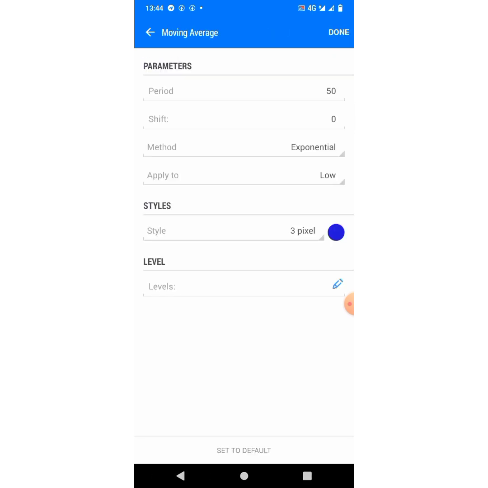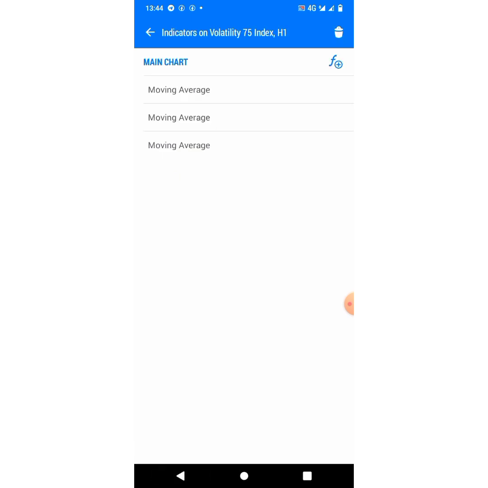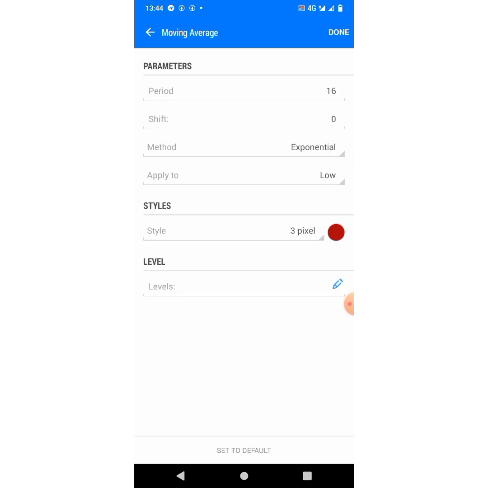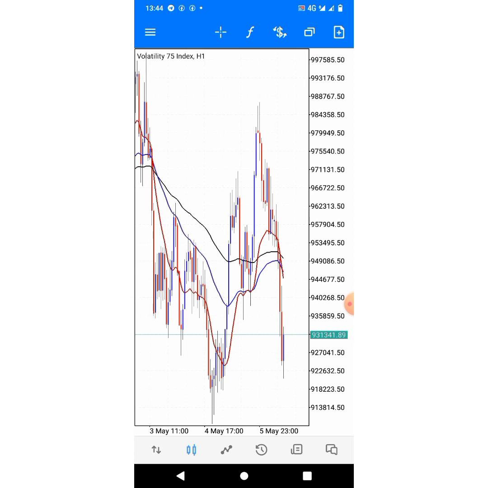The next one is period 50, shift 0, method exponential, apply to low, style is 3 pixel, color blue. When you're done, you just click on done. And the last moving average, guys, is the 16 period moving average, shift 0, method exponential, apply to low, style is 3 pixel, color red. When you're done, you click on done, and it gives you exactly what you have here on my screen.